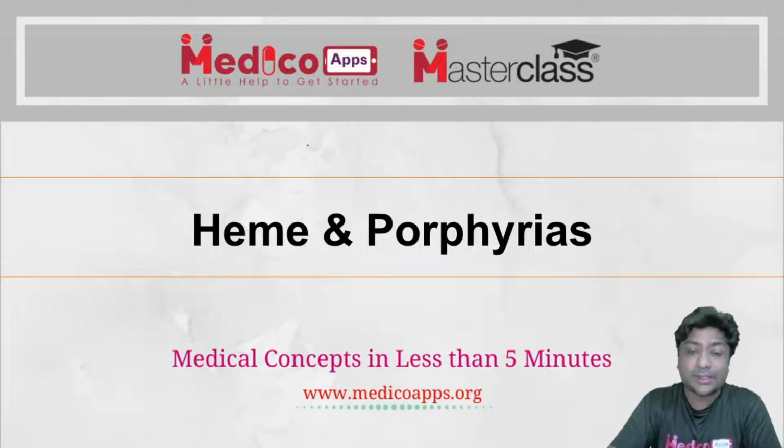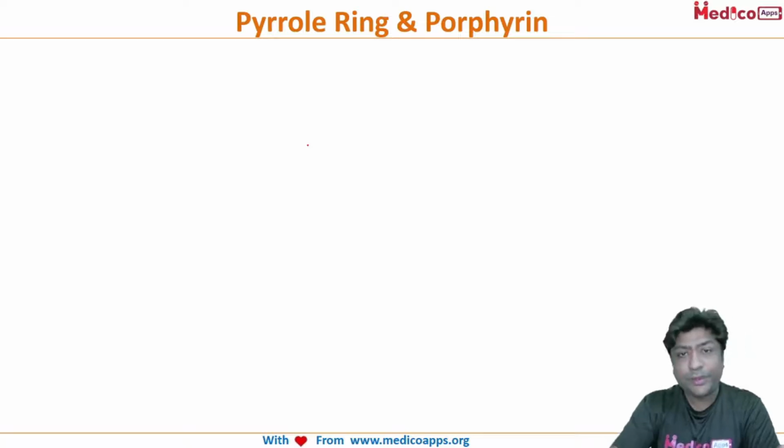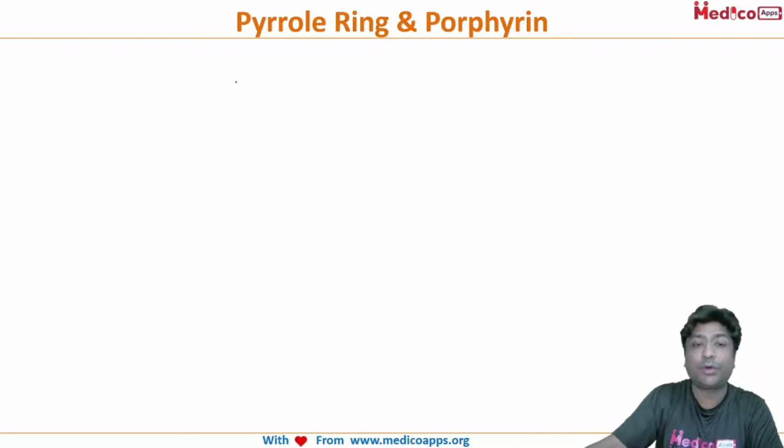In this Medicoapps Masterclass we are going to learn about heme and porphyria. Both of these are very important topics, as a part of biochemistry and also as a part of clinical questions you're going to get. So before we get into what is heme and what are porphyrias, let's understand some basic structures and some basic terms. The first term is what we call a monopyrrole, or a pyrrole ring.